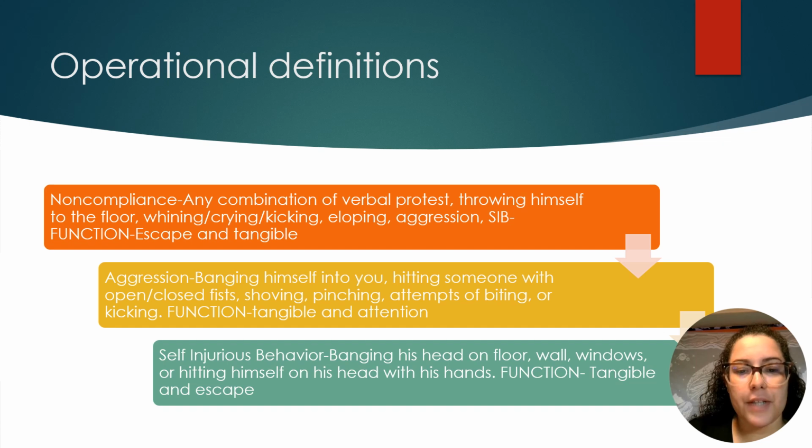Here we have the operational definitions for our behaviors, and again, they are noncompliance, aggression, and self-injurious behaviors. Noncompliance is any combination of verbal protest, throwing himself to the floor, whining, crying, kicking, eloping, and aggression, or SIB. Right now, the function is escape and tangible, which we will see on the next few slides for our QABF.